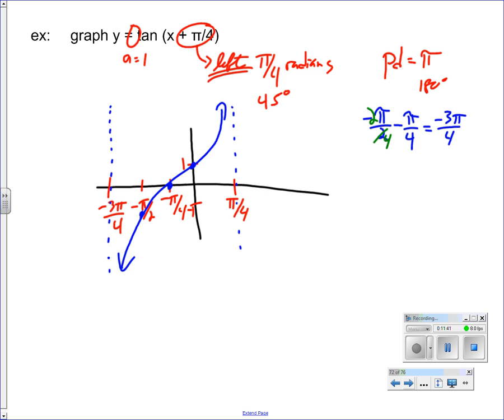So again, look at how this affects the properties of the function. How does it affect the domain, the range? We already talked about the period. So we'll start with the range. Again, for all these tangent functions, we see it's going down to negative infinity along the asymptote and up to positive infinity along the asymptote. So our range still doesn't change. It's negative infinity to infinity, all real numbers.